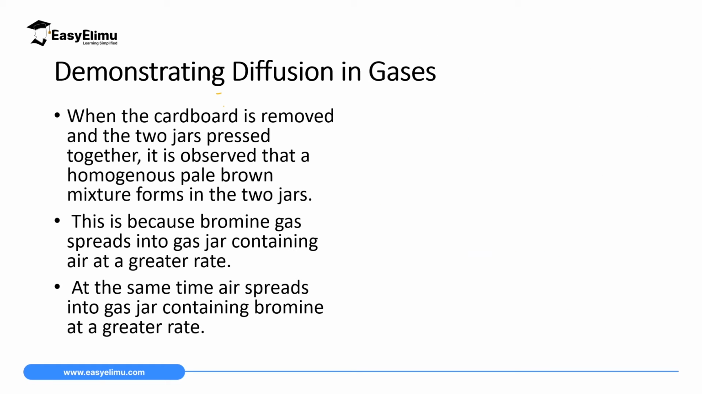So since we have demonstrated that liquids undergo diffusion, all particles of liquids move from where they were highly concentrated to where they are lowly concentrated, it's also possible to do an experiment to demonstrate diffusion in gases. And what you need is two gas jars, gas jar 1, and then you will have a cardboard which will be sealing this gas jar 1, and on the other side you put gas jar 2.